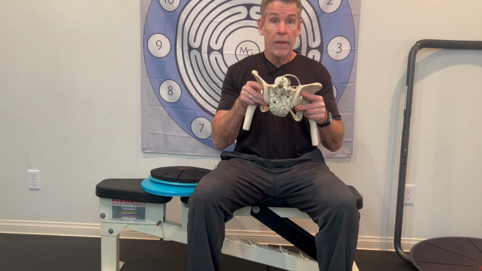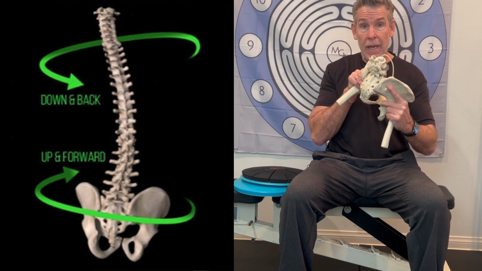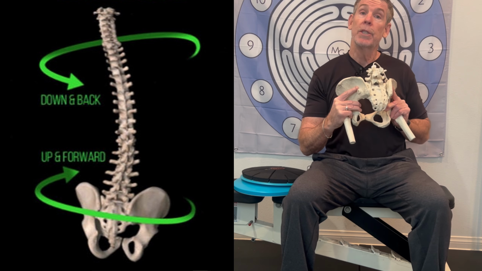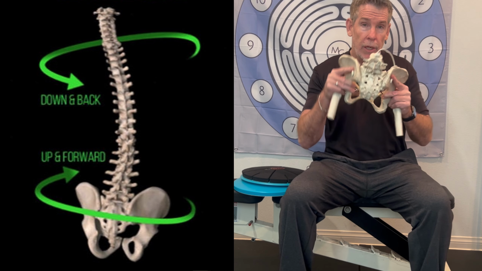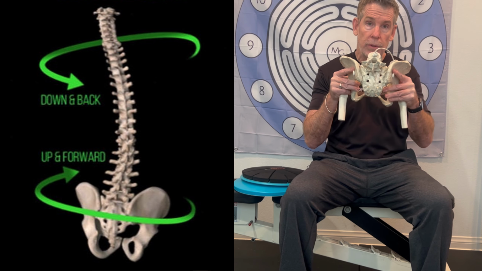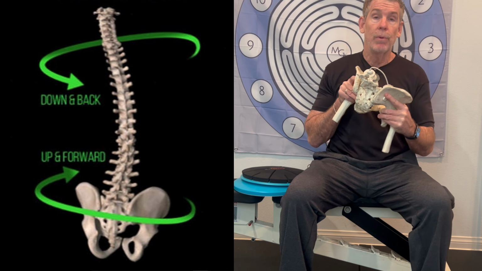Essentially, it is these combined movements of side bending and rotation of the spine that really drives our walking, or our human locomotion. And you can almost think of the pelvis, or even the sit bones in this case, as the feet as we move through.